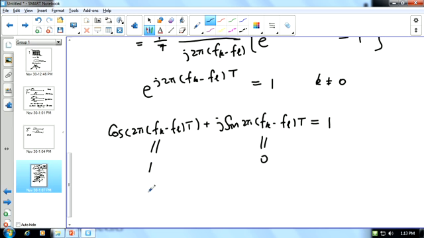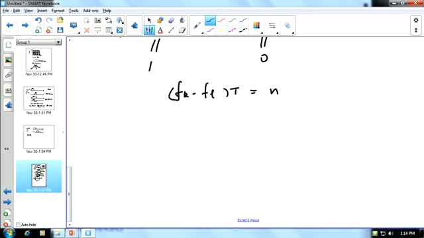So for a cosine, in which condition will we have a 1? Cosine 0 is a 1. Cosine 2π, cosine 4π. And in the meantime, sine 0, sine 2π, sine 4π, they are 0, right? So as long as (f_k - f_l) times T is an integer n, then we will have 2nπ. Then this condition is satisfied, right? Which means the space between the two frequencies needs to be n over T.